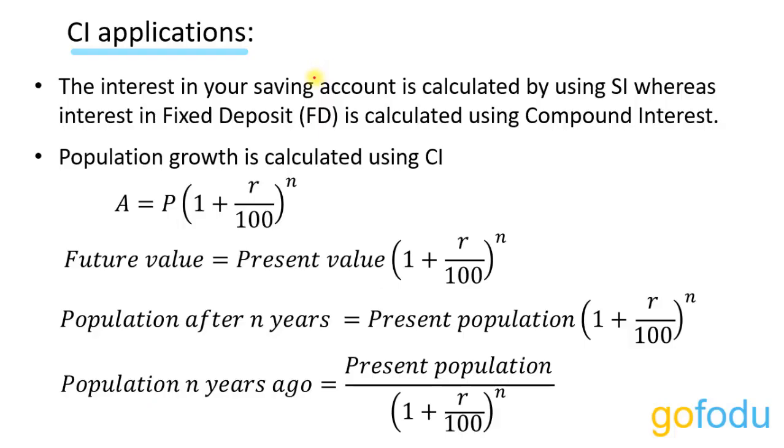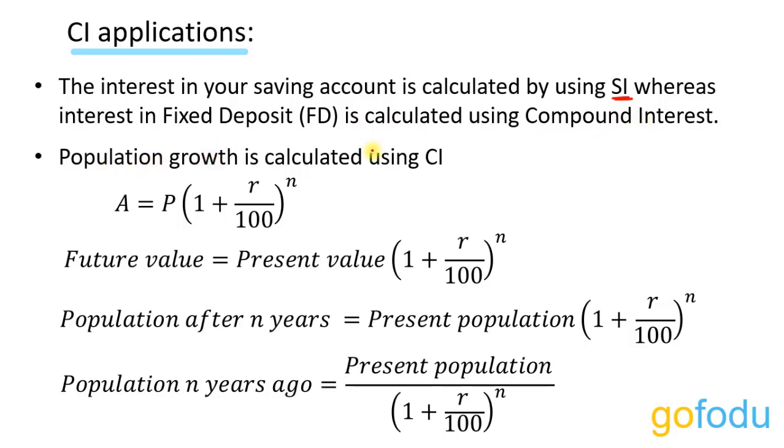CI has huge real life applications, and of course there could be questions framed based on these applications. Let's have a look. The interest in your saving account is calculated by using simple interest, whereas interest in fixed deposit or when you borrow some money from the bank as a loan, the interest is calculated using compound interest.